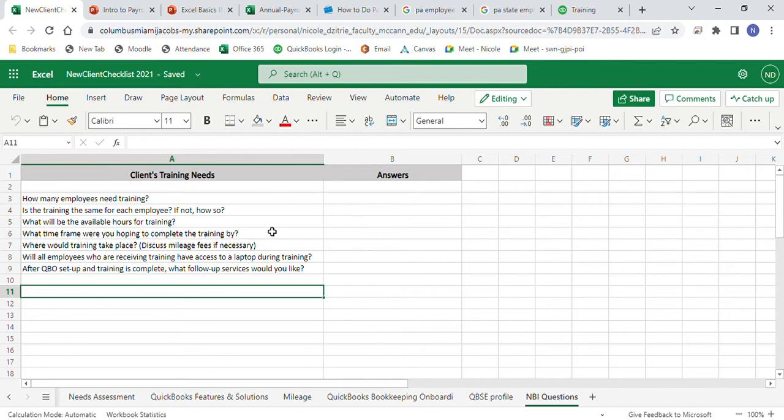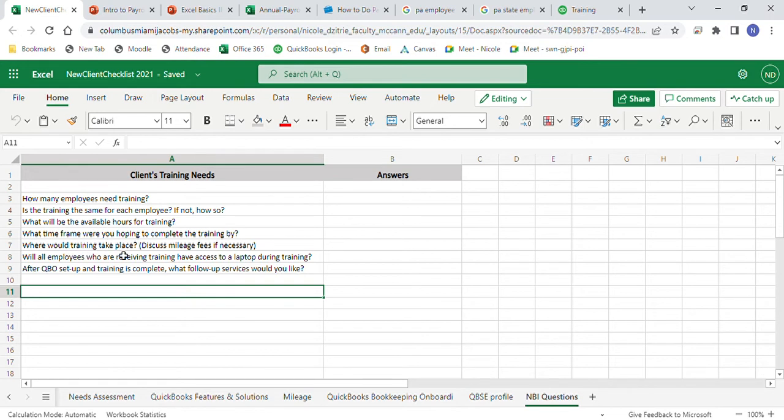What will be available hours for training? So what days, how many days a week? What time frame were you hoping to complete the training by? I need this to be realistic. If they say, I want this done in a month, and I see the amount, there's just no way I can get it done in a month. But if you're willing to work with me in 2 months, I can sufficiently get you your desired results.